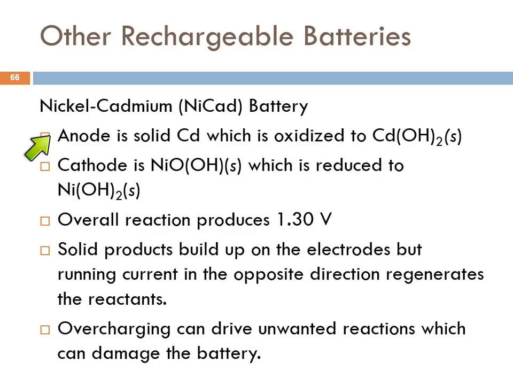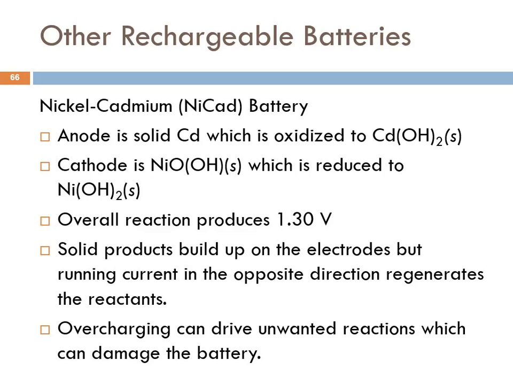So here the anode is solid cadmium. The cadmium is oxidized to cadmium 2 hydroxide. The cathode is this funny-looking guy, NiOOH, and that gets reduced to nickel 2 hydroxide. They're solids, yes. No, this is not an alkaline battery. This is a nickel-cadmium battery. These are the types that are used in a lot of electronic devices. So the overall reaction gives a voltage of 1.3 volts. If you need more volts, you make multiple cells and string them together in series.